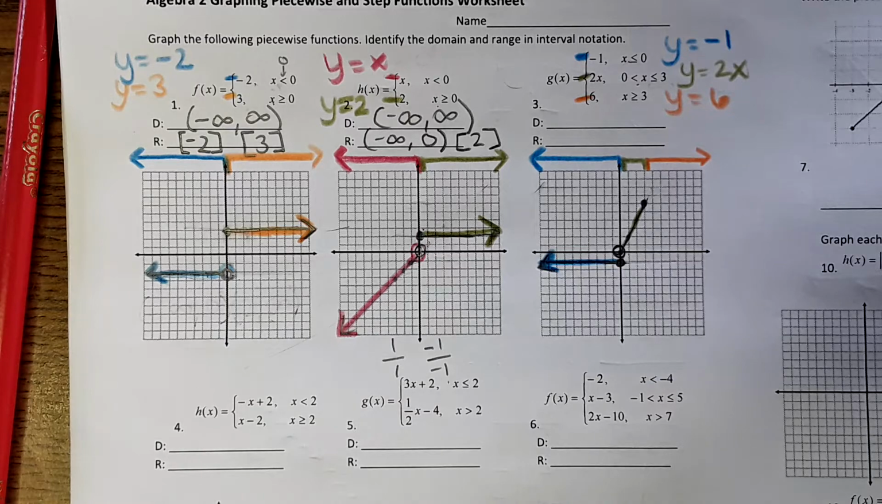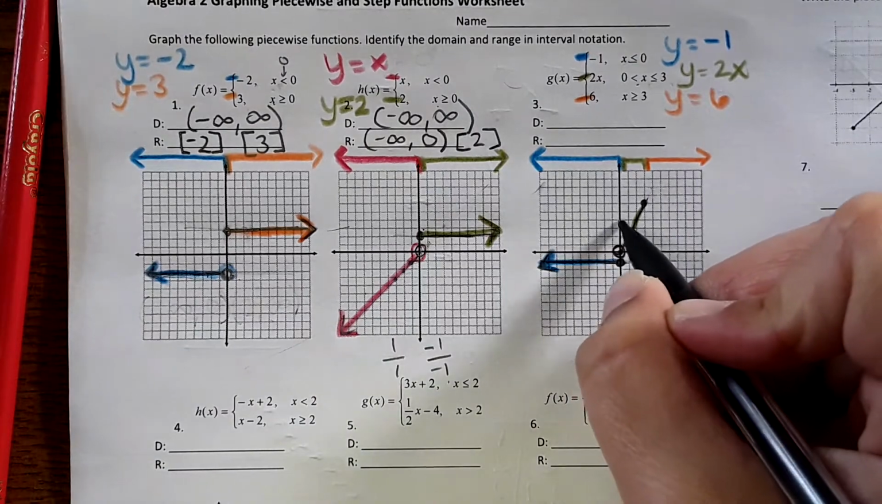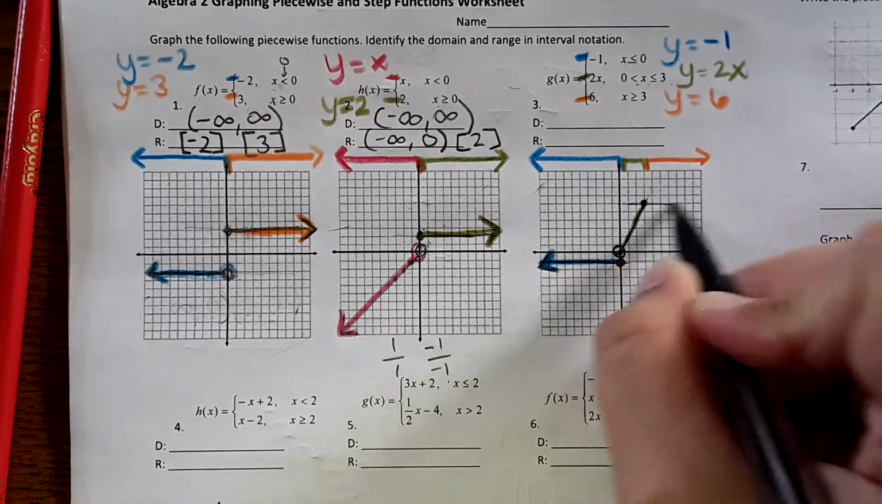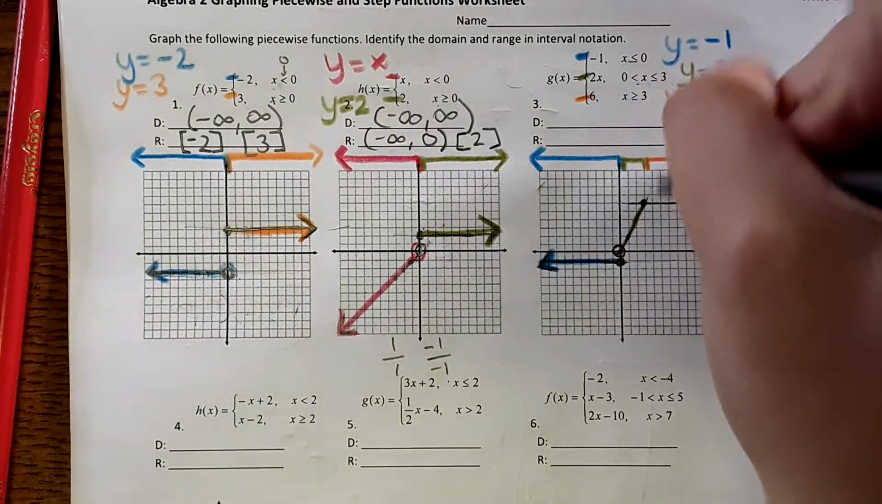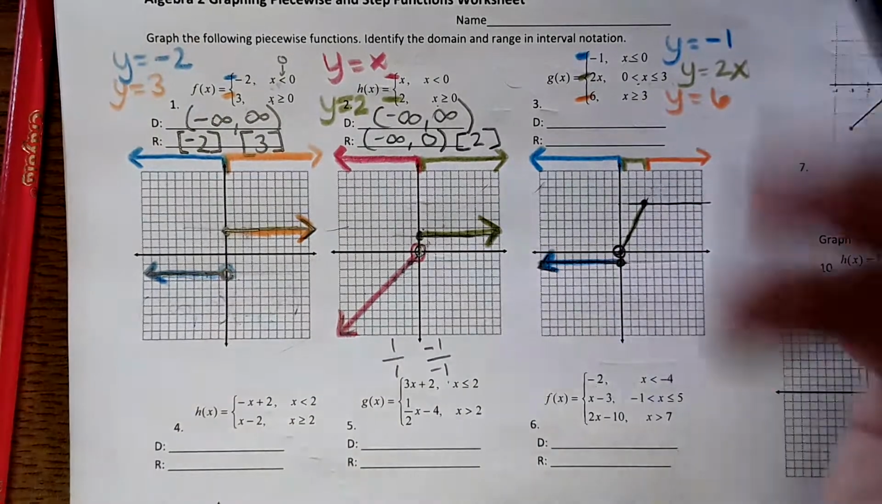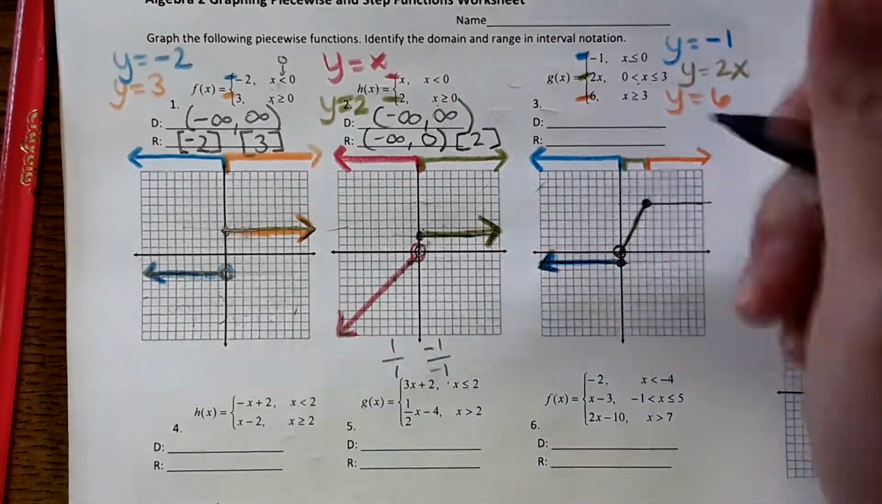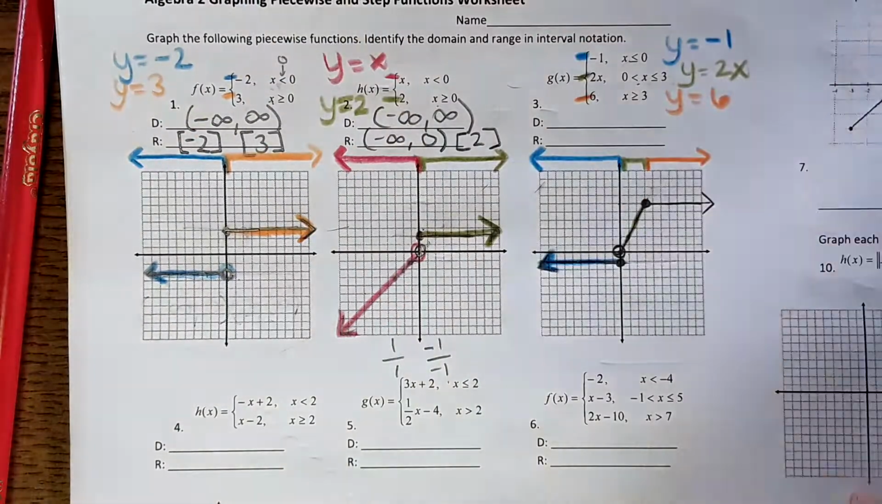And then last part, y equals 6. That would just be a horizontal line at 1, 2, 3, 4, 5, 6. Horizontal line right here. X has to be greater than or equal to 3, and it's a closed dot. And it goes on forever that way.